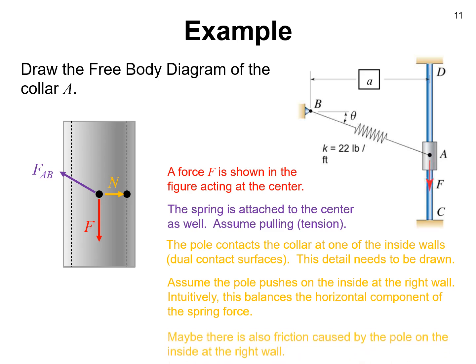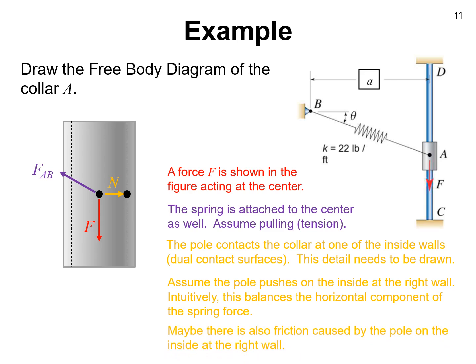Now also, because I didn't give you a full statement of the problem, maybe this problem has friction, maybe it doesn't, so sometimes you'll have to decide that based on what is given to you. But let's in this case say if there were friction, I could also show the friction. And again, the friction is being caused by the pole on the collar, acting on the inside. In this case, I'll, just for the sake of argument, assume the friction is acting upward.